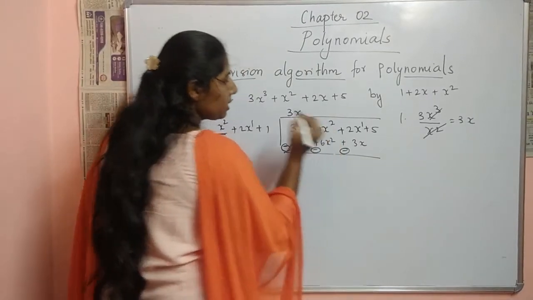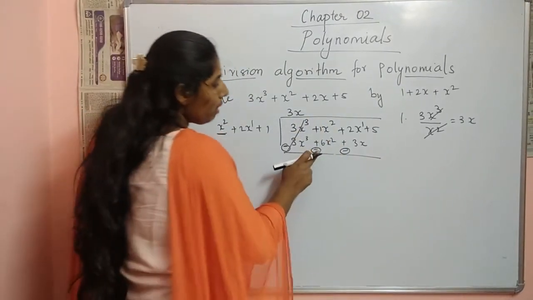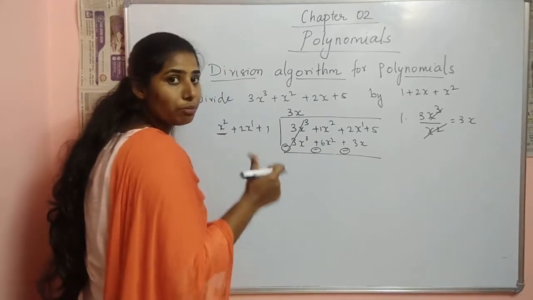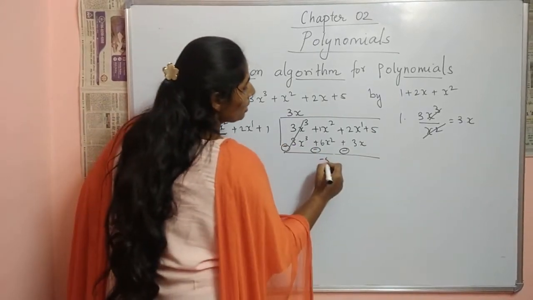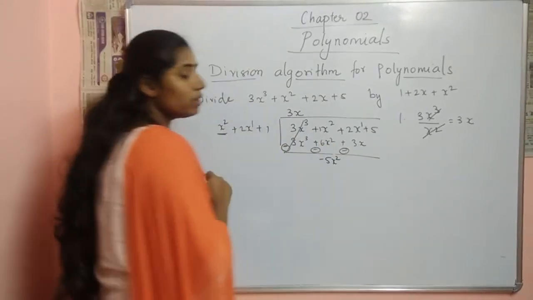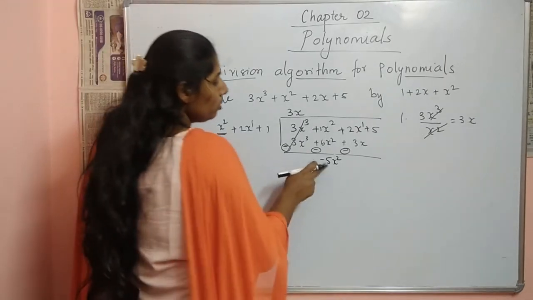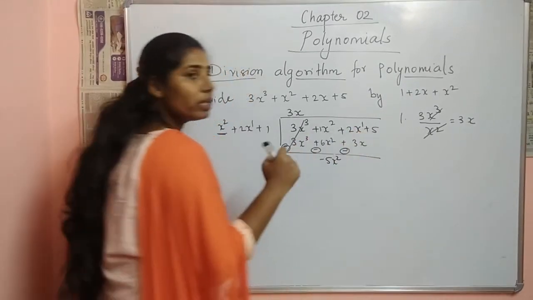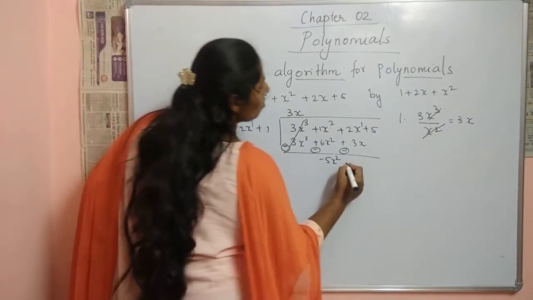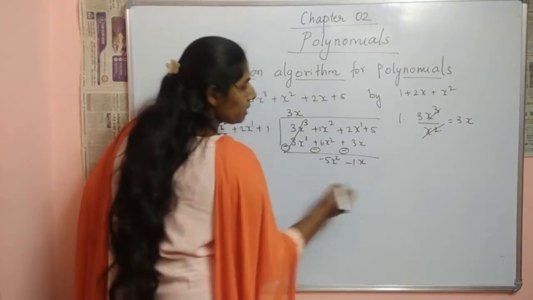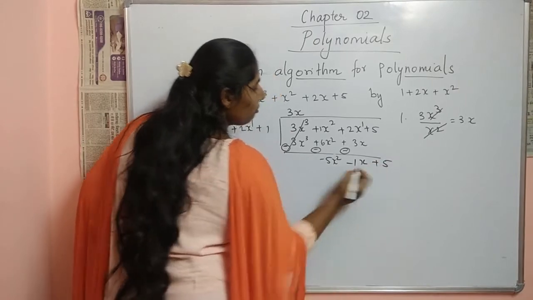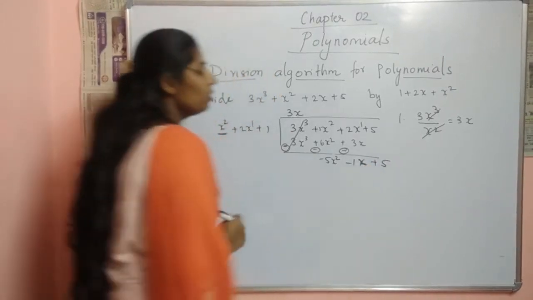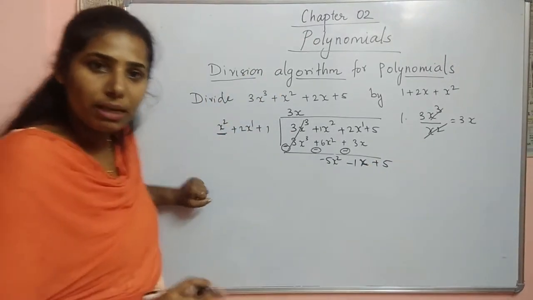Here it is 1. Nothing is there means 1. So minus 6 plus 1 will give you minus 5. So minus 5. What is the variable here? X square. So minus 5x square here. Minus 3 plus 2 will give you minus 1. So minus 1, the variable here is x, and down 5 will come down. Okay, so this we got the remainder.